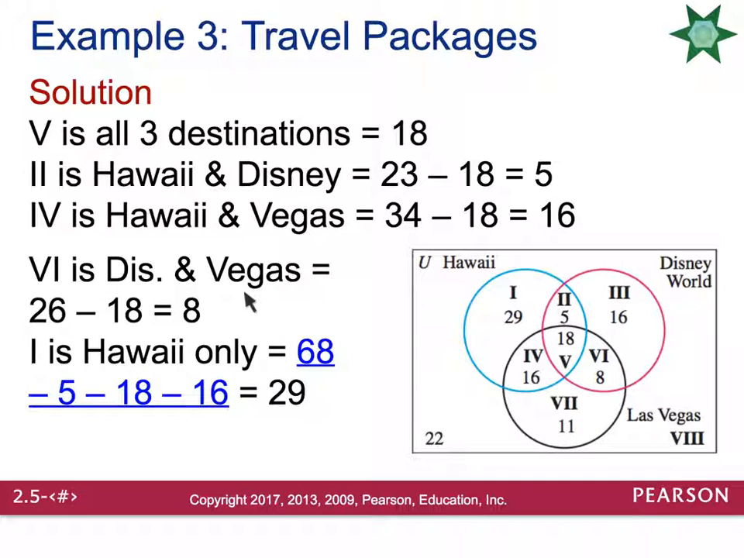Okay, and then finally, Disney and Vegas for the doubles should add up to 26. Here's Disney and Vegas. We already have 18 there, so we're going to put 8 there. Okay, so that adds up to 26.